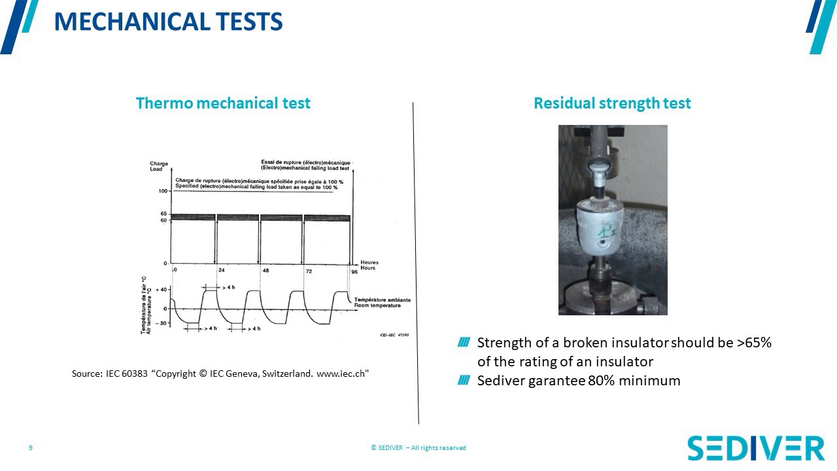Sediver gives a guarantee of 80% minimum if the insulator is broken. For many, many years in international standards, Sediver tried to get the 65%, which is in the standard, raised to 80%. It is very interesting to see that the porcelain manufacturers always refused the 80%, which shows that there is more risk with a porcelain cap and pin insulator to have a separation of a broken insulator at lower loads compared to a toughened glass insulator.